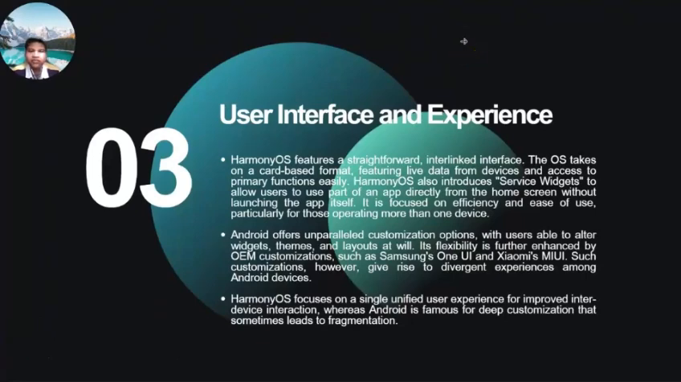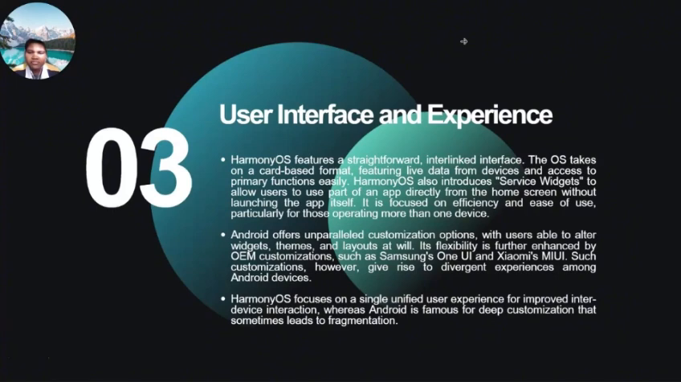The next main difference is user interface and experience. HarmonyOS features a straightforward interlinked interface. The OS takes on a card-based format, featuring live data from devices and access to primary functions easily. HarmonyOS also introduces service widgets to allow users to use part of an app directly from the home screen without launching the app itself. It is focused on efficiency and ease of use, particularly for those operating more than one device. Android offers unparalleled customization options, with users able to alter widgets, themes, and layout at will.